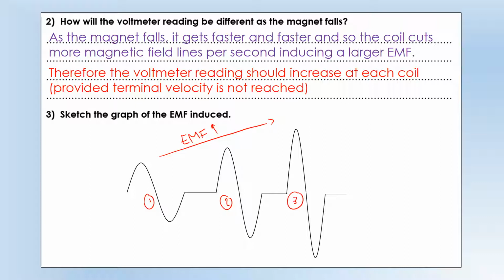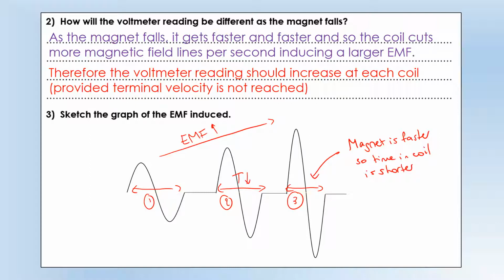We've got the EMF going up, and the other thing you'll notice is that the time period is getting shorter. Initially it was pretty big, and our time period where we're actually inducing EMF is getting shorter because the magnet is traveling faster, so it takes a smaller time to pass through. Let's annotate that onto our diagram: magnet is faster, so time in coil is shorter.